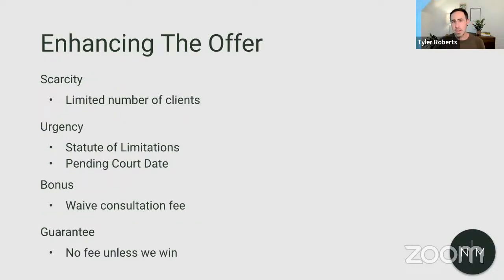We also can enhance the offer. So talk about limited number of clients, statute of limitations, creating some sort of urgency, having a bonus where you're waiving the consultation fee. Of course, we can't guarantee outcomes in legal, but we can have a guarantee in the sense of a contingency fee. So like no fee unless we win.